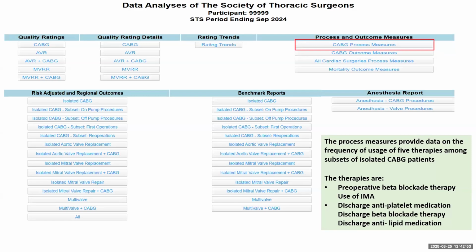Some of this is going to be, we're going to kind of go through this. There's going to be a lot of repetition, so I'm not going to go through all of this stuff again, but I'm showing you where everything is in this report. So we've talked all about quality ratings, quality rating details, and rating trends. Now we want to look at the process and outcome measures. For CABG, we're going to start there. We've already mentioned what the process measures are. It's pre-op beta blocker, use of IMA, discharge antiplatelet, discharge beta blocker, and discharge antilipid.